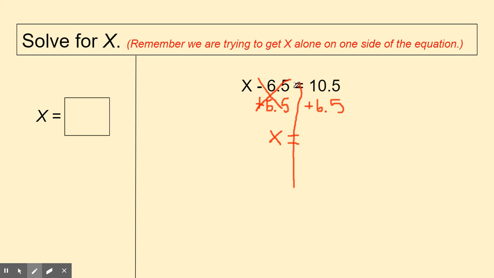And now we just need to add 10.5 plus 6.5 equals 17. So x would equal 17. What I did there was I used the opposite operation of minus 6.5, did it to both sides, got x alone, and then added up our decimals to get x equals 17.